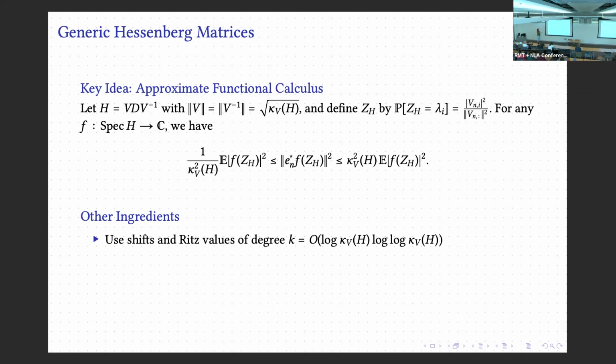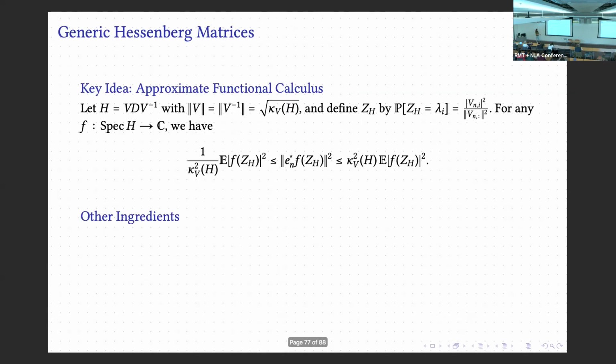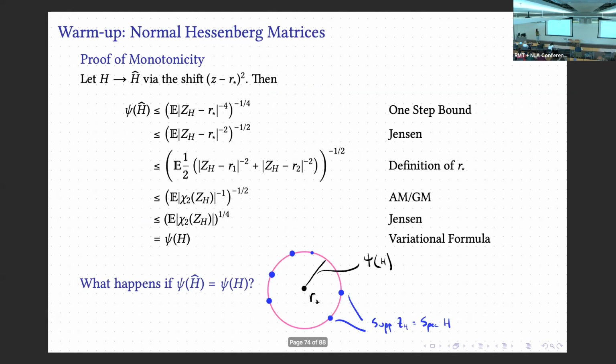There are some other ingredients you need too, in order to compensate for only having an approximate functional calculus. On the previous slide, you'll only have approximate monotonicity, but there are going to be factors of the eigenvector condition number all over the place. To deal with that, you have to take very high degree shifts. Instead of just using a quadratic polynomial, you have to use a much higher degree polynomial that smooths out this eigenvector condition number issue.